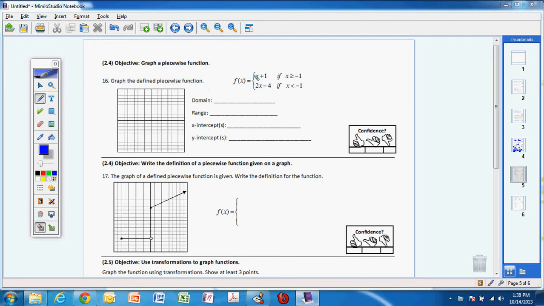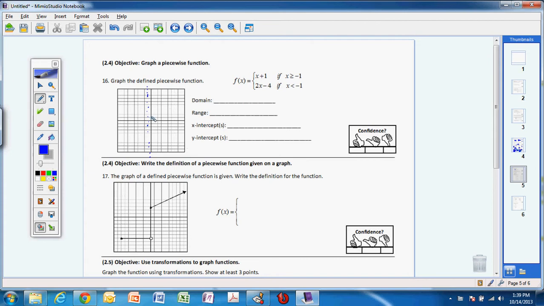Our first function is x plus 1. We're graphing this on the interval where x is greater than or equal to -1. On your graph, and on mine it's kind of hard to see, when x is -1, that's this line right here. When x is greater than or equal to -1, everything past that line, everything on this side of my graph, that's where I'm actually going to use this line.